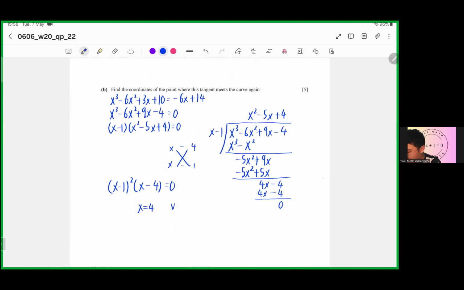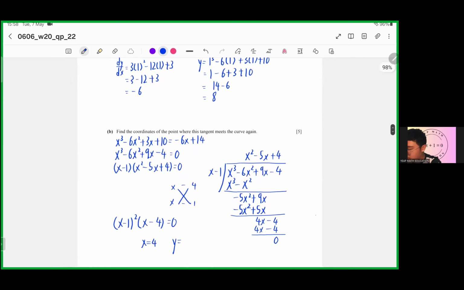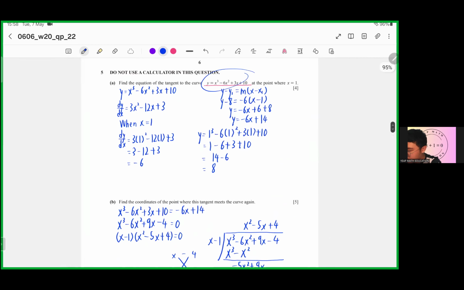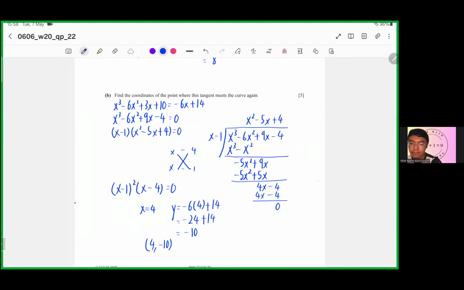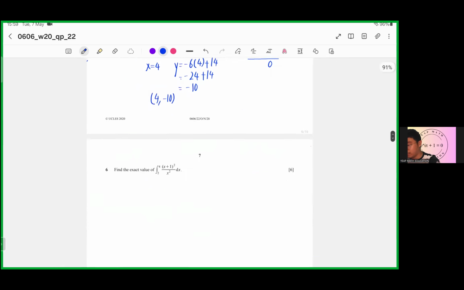Now we can find the y coordinate. We can use the tangent equation: negative 24 plus 14 equals negative 10. So what is this coordinate? 4, negative 10.